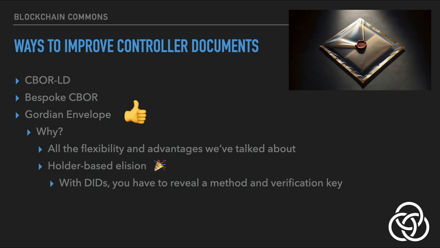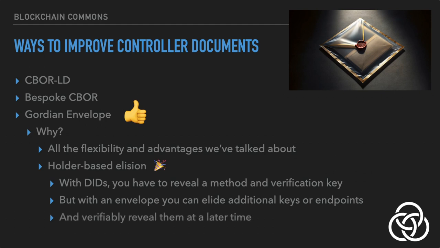With DIDs, you have to reveal a method and a verification key. But with an envelope, you can elide additional keys or endpoints that aren't necessary. This is the principle of data minimization, which is important for various privacy and data retention regulations and policies. You can also verifiably reveal elided items at a later time.